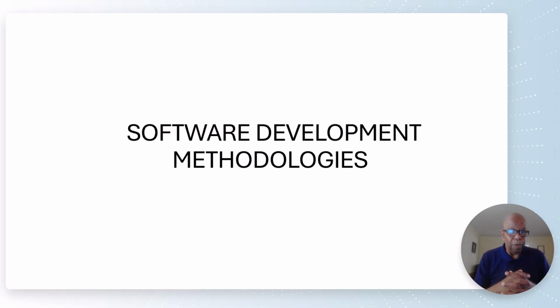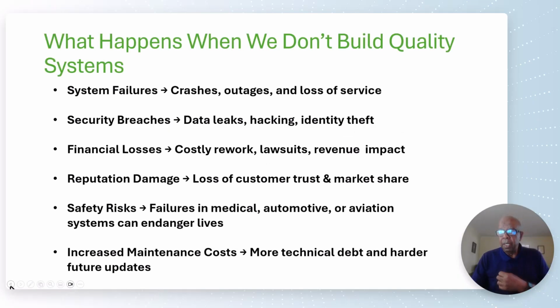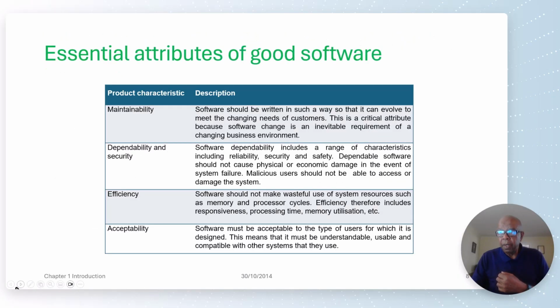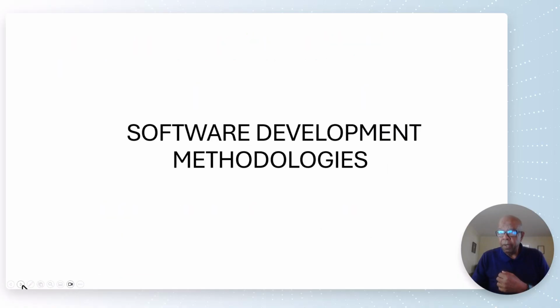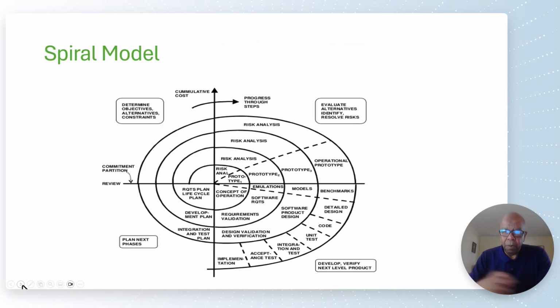We'll talk about when we would use a spiral model, and when we would use a DevOps model. So let's go ahead and jump on in. The first thing is the spiral model.